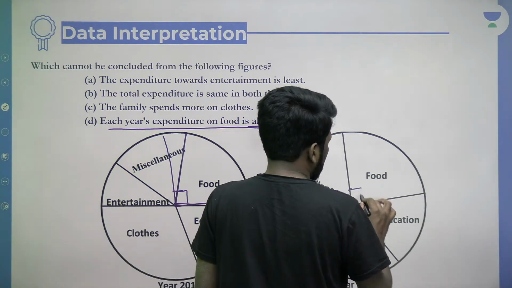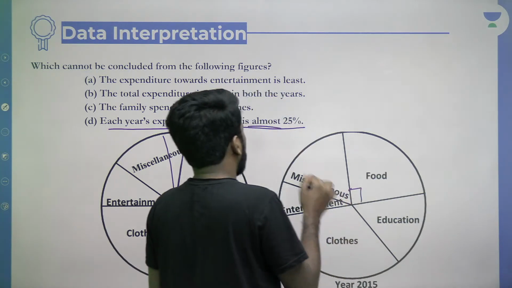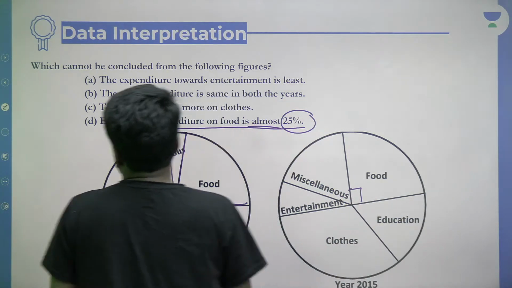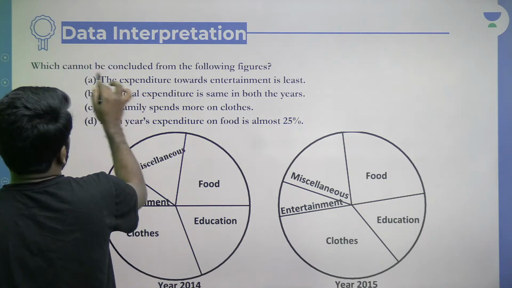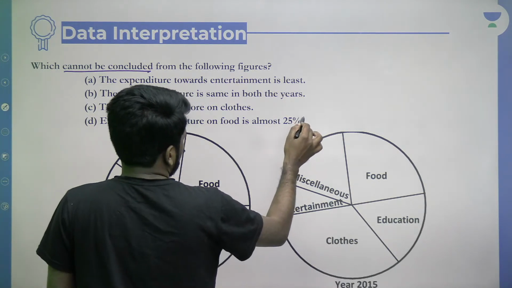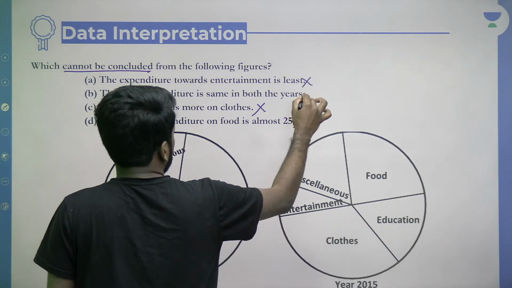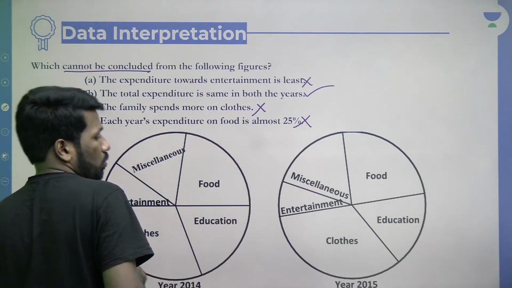And this is also almost 90 degrees. That means it is actually a quarter of the total. Quarter means 25%. So option D also can be concluded, it is not the one that cannot be concluded. So these three options can be concluded. So this is the only option that cannot be concluded.